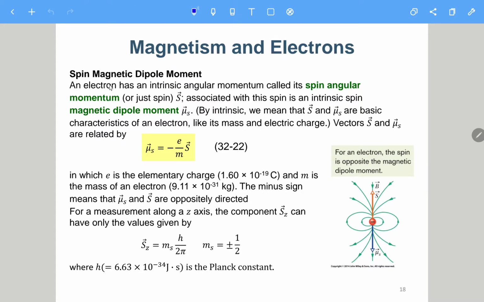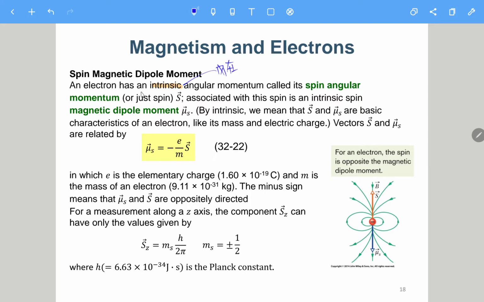Okay, so it says an electron has an intrinsic angular momentum called the spin angular momentum. Intrinsic in Chinese is called 内在, which means it's not possible for you to observe the rotation of the electron because the electron is so small. But the point is that this rotation should occur. Otherwise, we would not observe the magnetic dipole moment, and since it exists, it tells you that the electron should rotate to generate this moment.